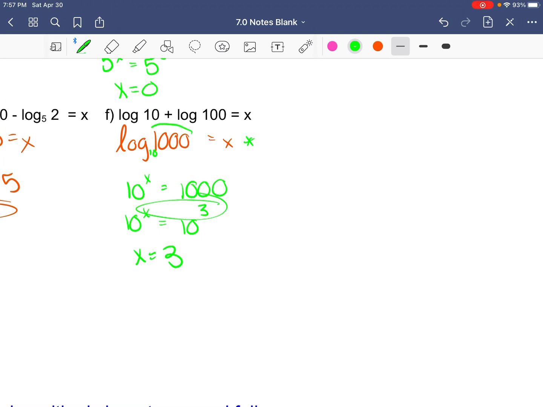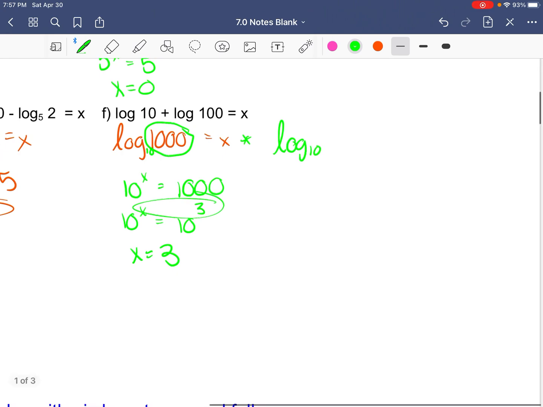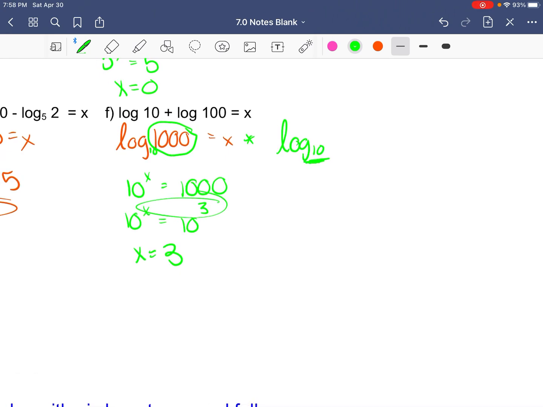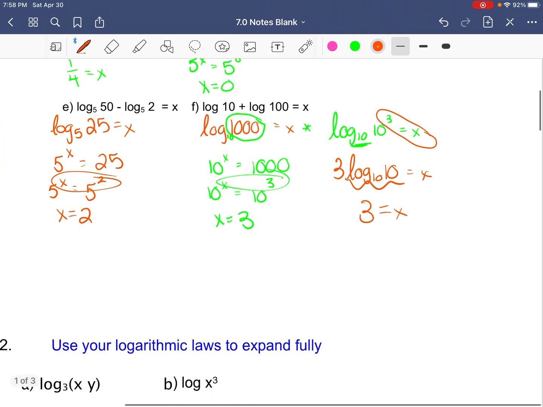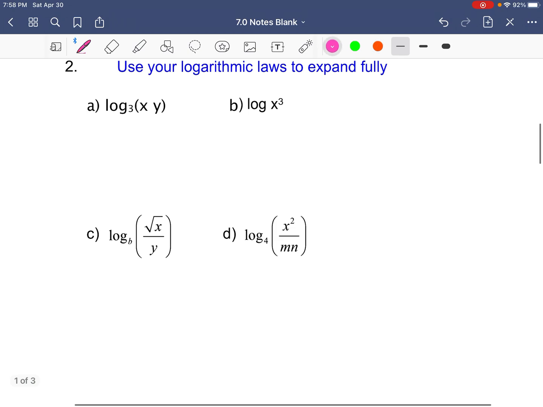Another way you could solve this would be, once we're at this step, we can change the look of this. So we can take our log base 10. We want something that matches this base 10. So 1,000 is really 10 cubed. And at this point, you can just take your exponent, because what would really happen is we'd get 3 log 10. 10 is equal to x. This is really equal to 1, so 3 is equal to x.